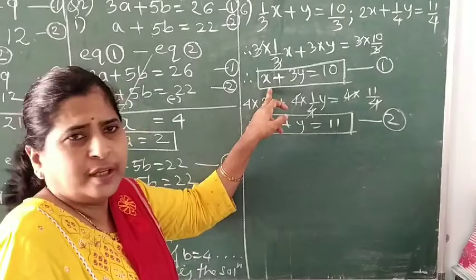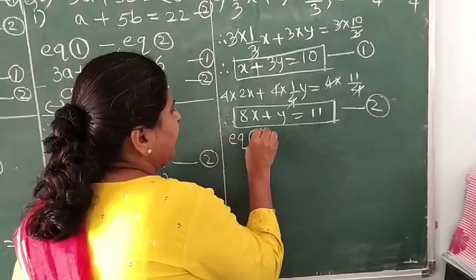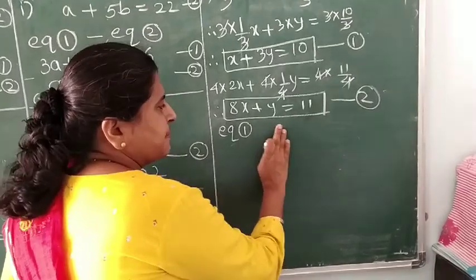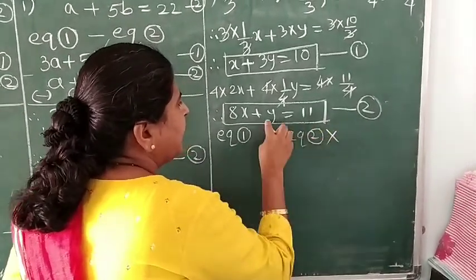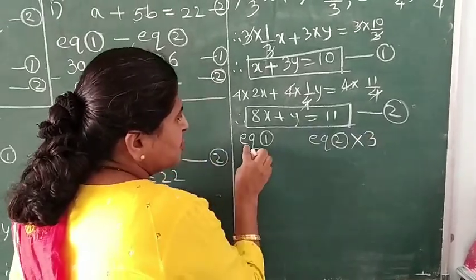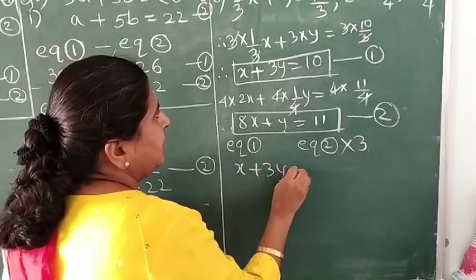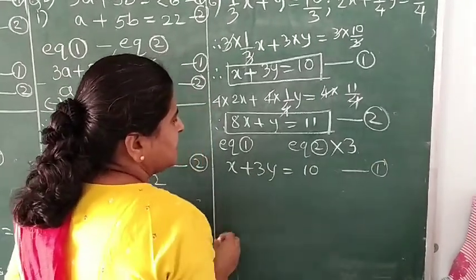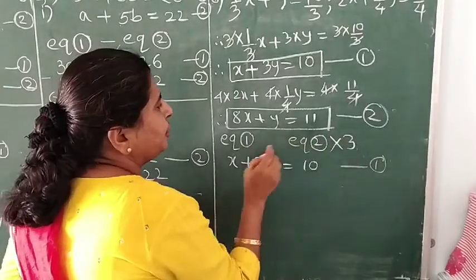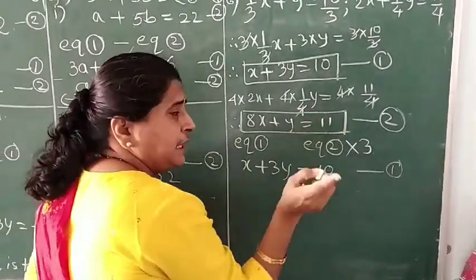Now, equation 1 we are not going to multiply, so I will write in short like this. Equation 1 as it is, I am going to keep some space over here, and here I will write equation 2 multiplied by 3. So equation 1 I am going to copy as it is: x plus 3y is equal to 10. This is equation number 1 as it is. What about equation 2 into 3? Equation 2 multiplied by 3. You have to multiply by 3 to each term.